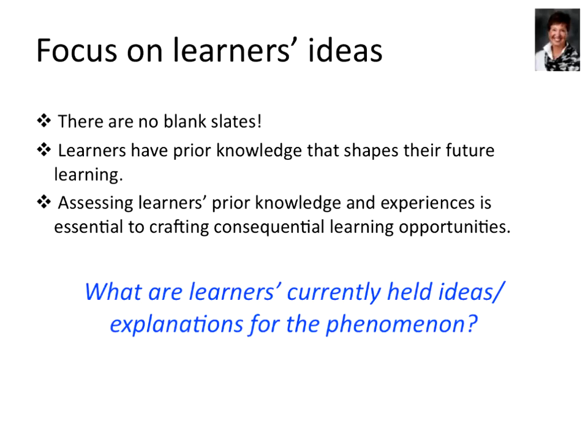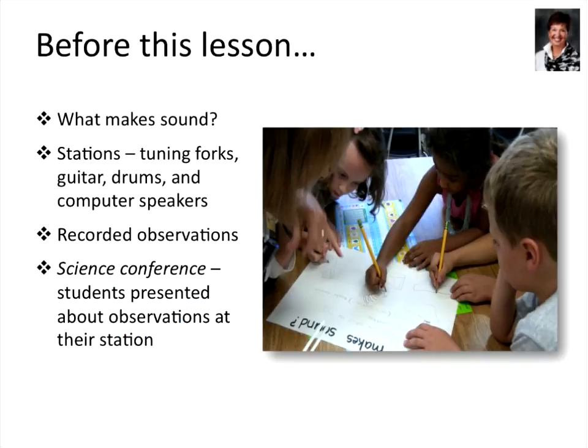So Kathy put this nicely earlier. There are no blank slates. So learners have prior knowledge. They come to us with that, and that shapes their future learning. And that prior knowledge is essential, and not just the prior knowledge, the ongoing attention to students' ideas and instruction are absolutely essential to crafting consequential learning opportunities. You really have to pay attention to students' ideas about the phenomena, how they initially explain it, and how those explanations change over time in light of instruction. So before the lesson, it's always hard, I think, when we distill extensive, well-thought-out instruction down to 5 or 6 minutes that we're going to share with you on a webinar like this.